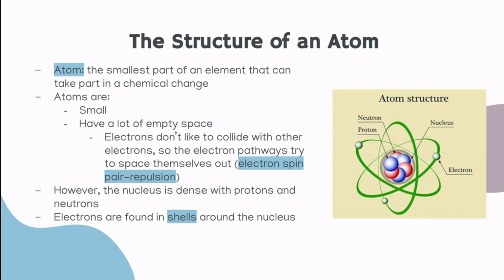Firstly, we have the atom, which is the smallest part of an element that can take part in any chemical change. It's the smallest thing we can ever achieve, really. They're made of protons, neutrons, and electrons.